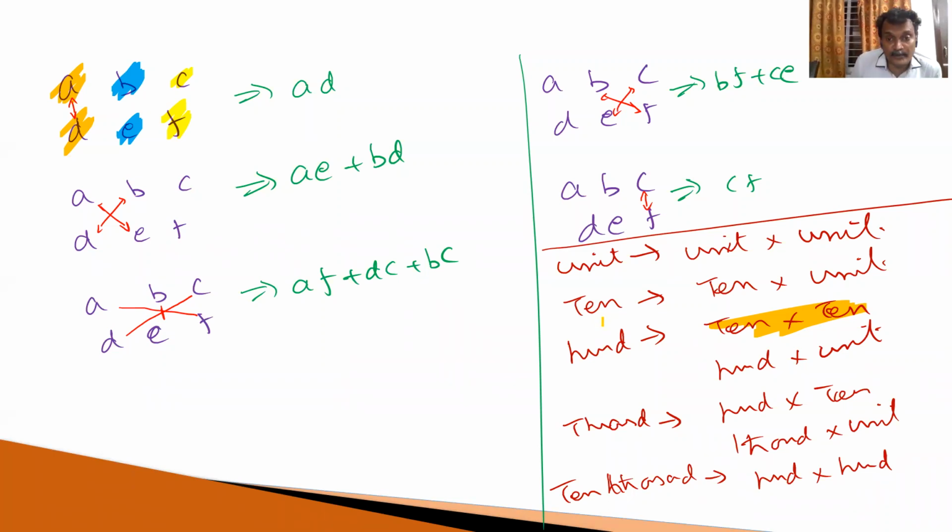Next, suppose if you want the tens digit, what happened? That is equal to tens digit into unit digit. B is a tens digit and F is a unit digit. B into F plus E into C. And what is the last one? Unit digit into unit digit. C into F. This is the actual concept of multiplication.